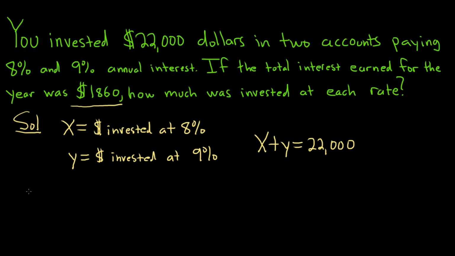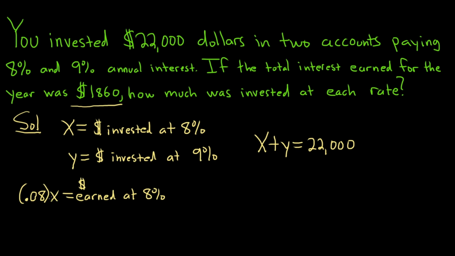It's important to know how to come up with this. If you invest x dollars at 8%, how much money do you make from that? You make 8% of x. This is how much money you earn, so this is the money earned at 8%.